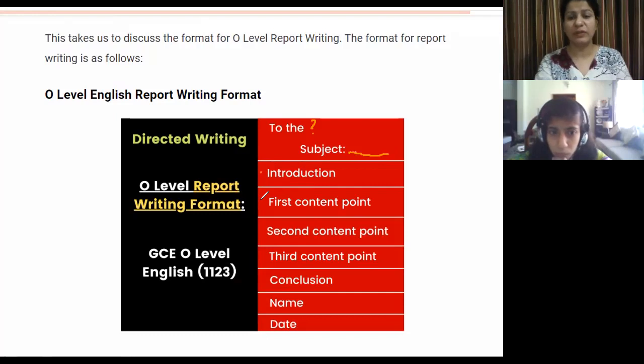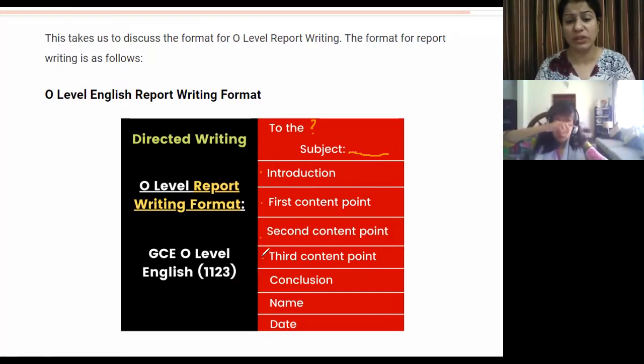Your second paragraph will cover your first content point. Your third paragraph will cover the second content point. Your fourth paragraph is going to cover the third content point, and your fifth paragraph is going to cover your conclusion. And at the end, just like you saw in the sample, you're going to write down your name and the date that you are writing it on.